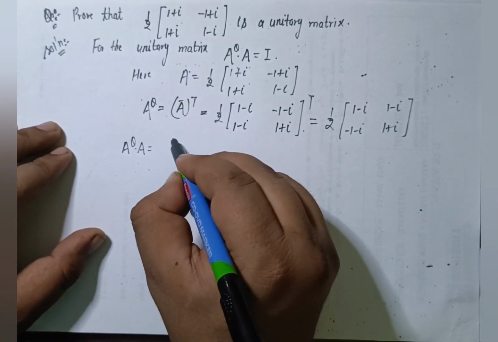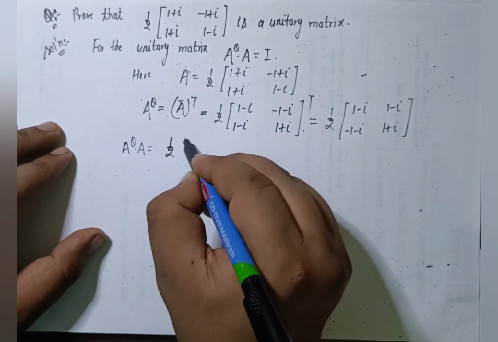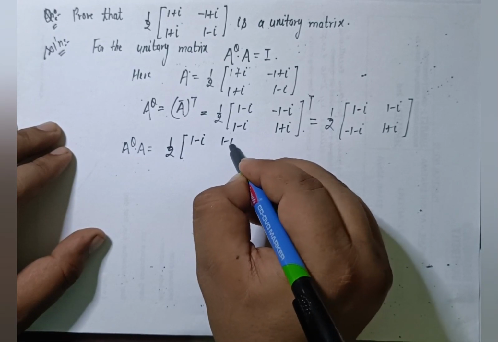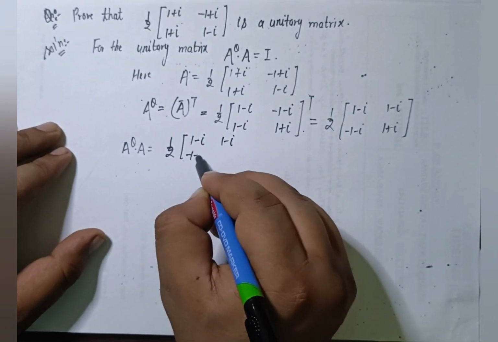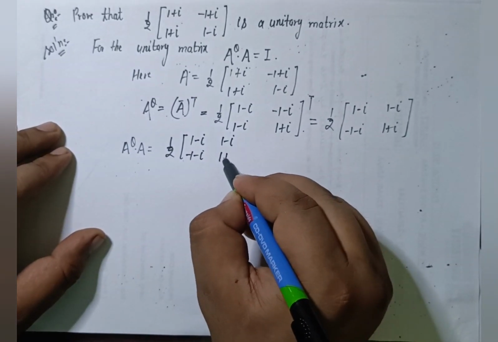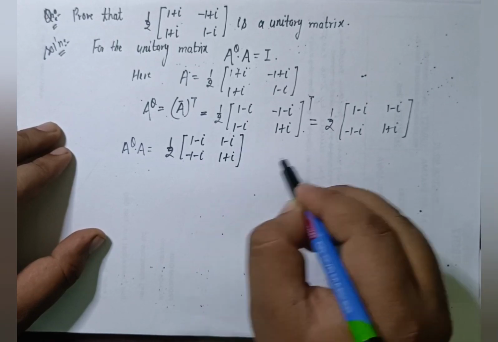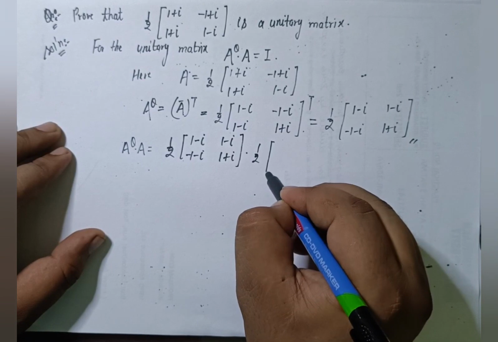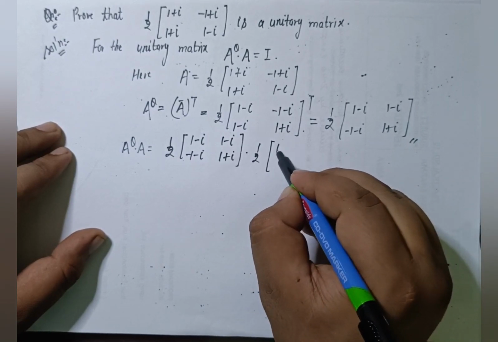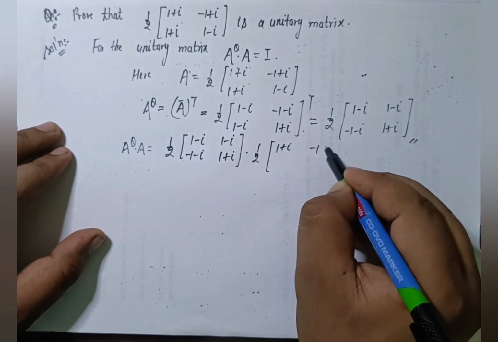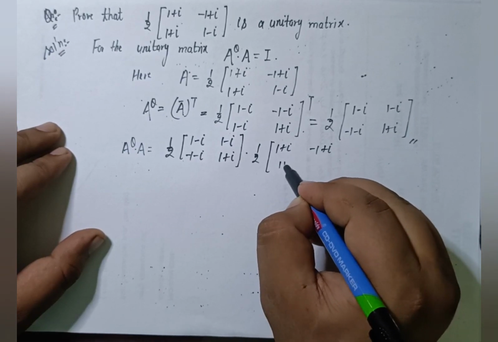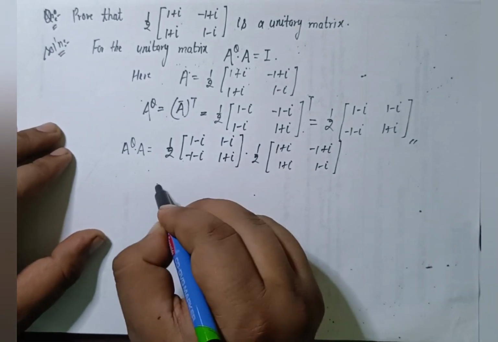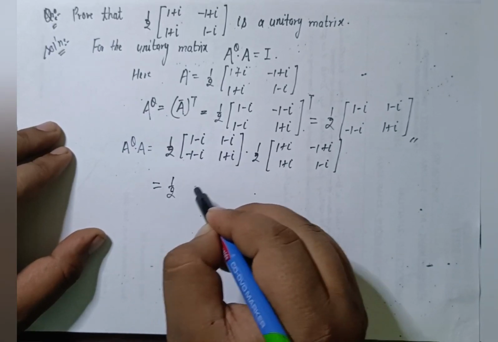So for this case, here we have A theta, that is 1 by 2, 1 minus iota, 1 minus iota, and minus 1 minus iota, 1 plus iota. It is A theta, right? Into 1 by 2. What about the matrix A? Matrix A is 1 plus iota, minus 1 plus iota, 1 plus iota, and 1 minus iota. So here we will multiply these matrices.